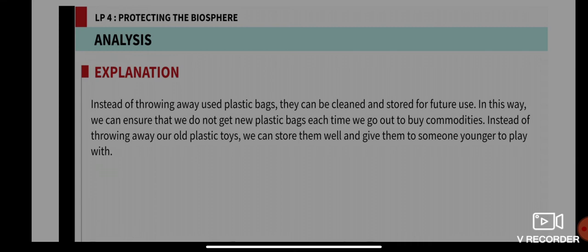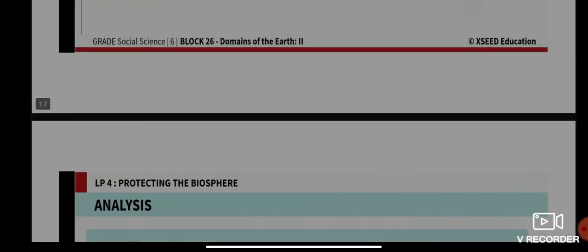In this way, we can ensure that we do not get a new plastic bag each time we go out to buy our commodities, vegetables or grocery. We go to the grocery shop, and we can use the one which we bought previously. Instead of throwing away our old plastic toys, we can store them well and give them to someone younger to play with. Those are the simple things we can do to reuse plastic and not waste it completely.